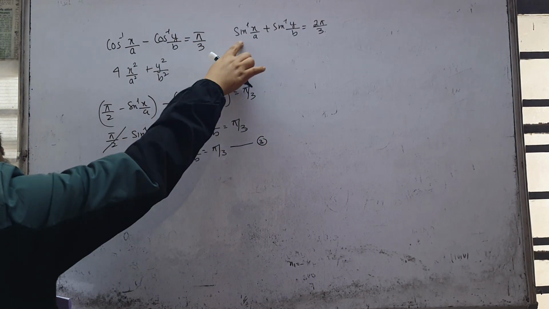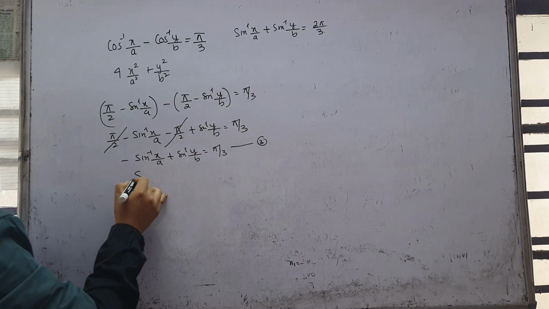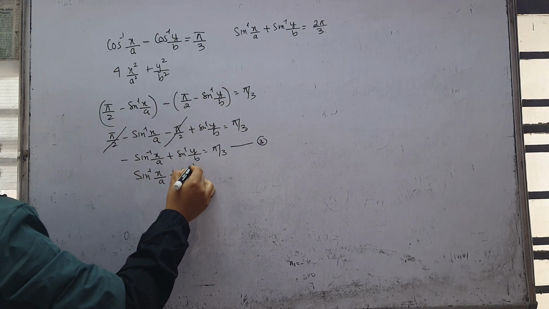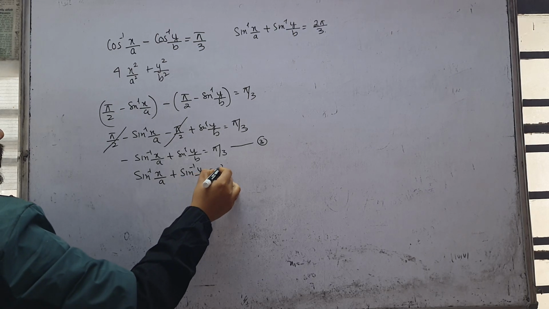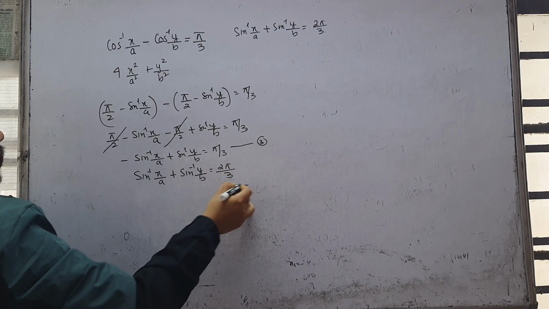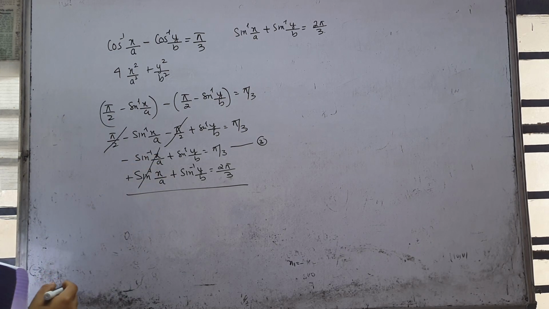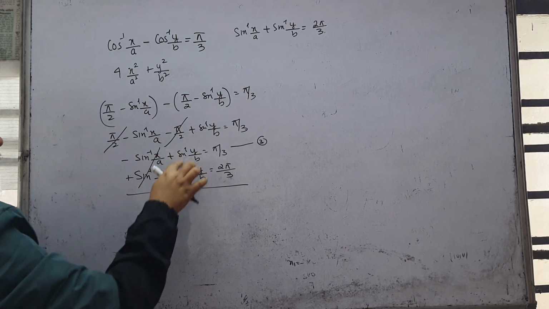Now this is sine, this is also sine. So just solve it. Sine inverse x by a plus sine inverse y by b equal to 2 pi by 3. This is negative and this is positive. So what will happen, guys? Cancels. So when you add these two, what do you get?